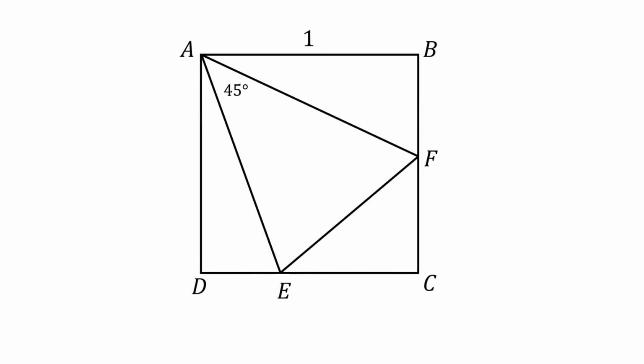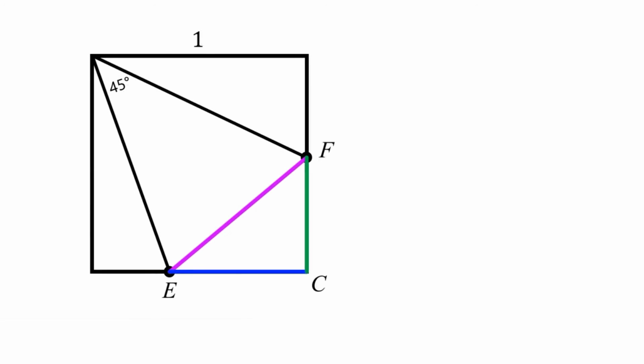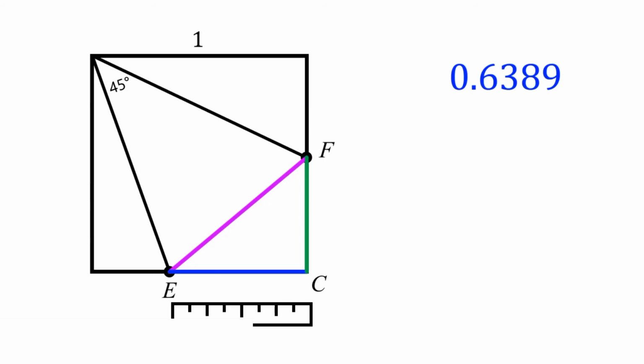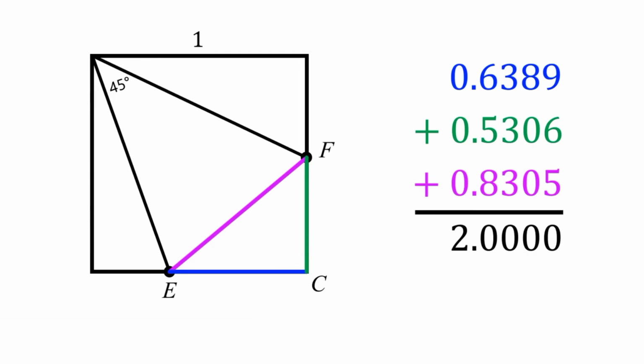Now let's solve for the second part of the question. What is the perimeter of triangle ECF? Let's consider a numerical approach. Imagine that we have a ruler and that we can measure the length of EC. Suppose we estimate it to be 0.6389. Let's do the same thing for the other sides of CF and FE. We end up that the sum of these three lengths will be equal to 2.